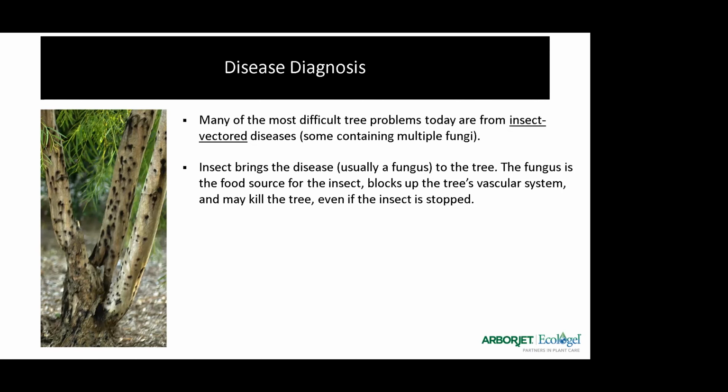And many of the most difficult problems that we face are actually caused by something called an insect vector disease, which means the insect brings the disease to the tree. So if the insect doesn't kill the tree, the disease does. Sometimes they contain multiple fungi. The fungus is often the food source for the insect, so it brings its own food. It's kind of like you bringing a box lunch to work with you. And it blocks up the tree's vascular tissue, and oftentimes it can kill the tree even if you're able to stop the pest.